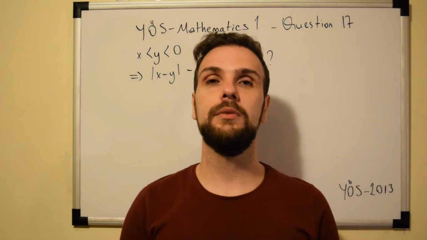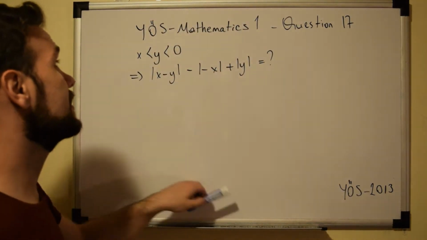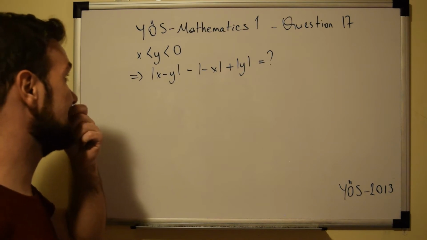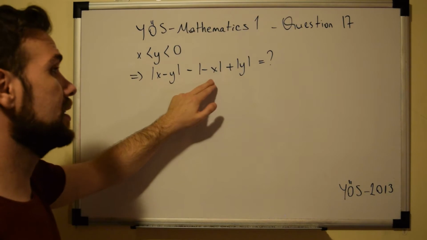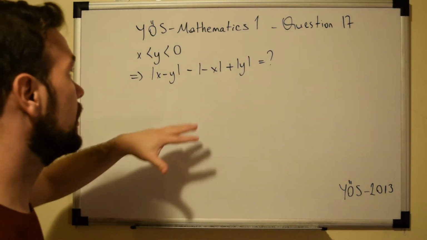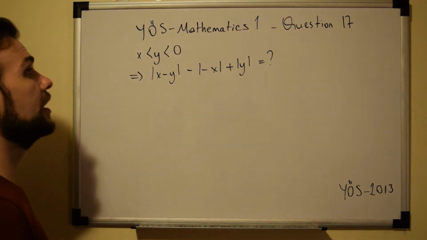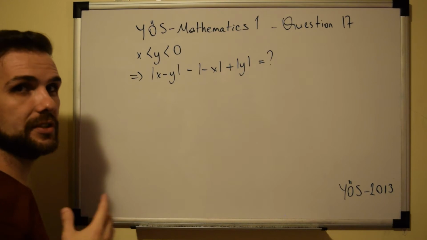Greetings everyone and welcome to question number 17. In this question we have, if x is less than y and it's less than 0, what is the value of the absolute value of x minus y minus the absolute value of minus x plus the absolute value of y? Now, what is crucial in this question is to respect the condition that was given to us.